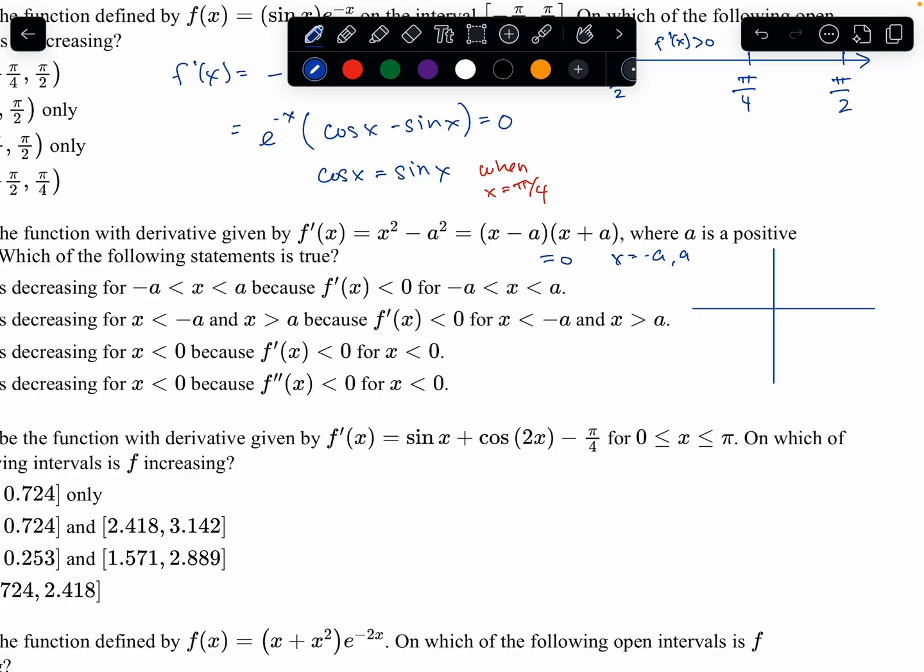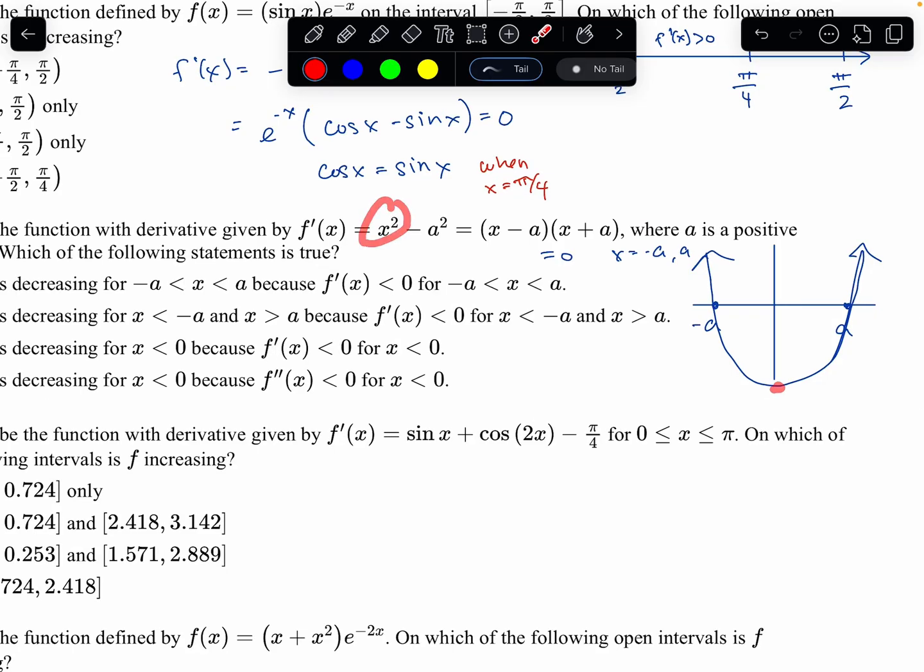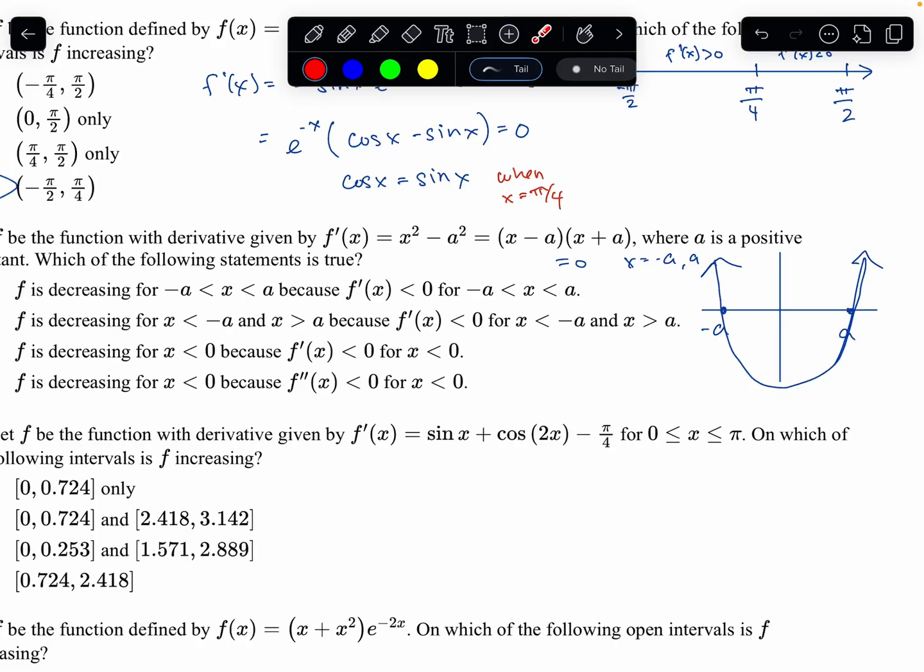So we know that the derivative, f prime of x, is going to have a 0 at negative a and at some positive value of a. And because this is a quadratic, it's x squared, which means that the derivative, f prime of x, has to be a quadratic that looks like this right here, has to be upward facing, and that means the vertex has to be below, and these have to be the intercepts. So this tells me where the function is increasing or decreasing.